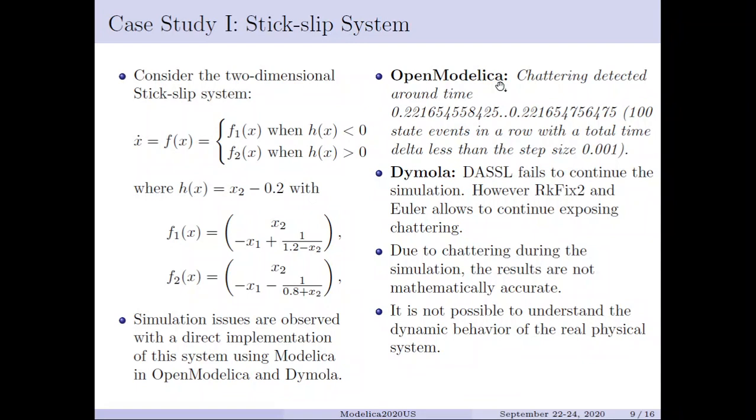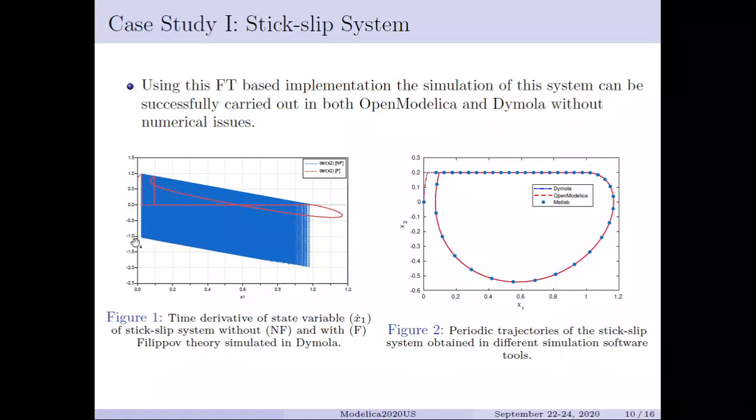Whereas in Dymola, a variable step solver, Dassl, fails to simulate this system. On the other hand, fixed step solvers, for example, RKFix2 and Euler, allow the simulation to continue, exposing chattering. However, due to chattering, results are not accurate. Using the proposed Filippov theory based implementation, the simulation of this system can be successfully carried out both in OpenModelica and Dymola without any numerical issues.